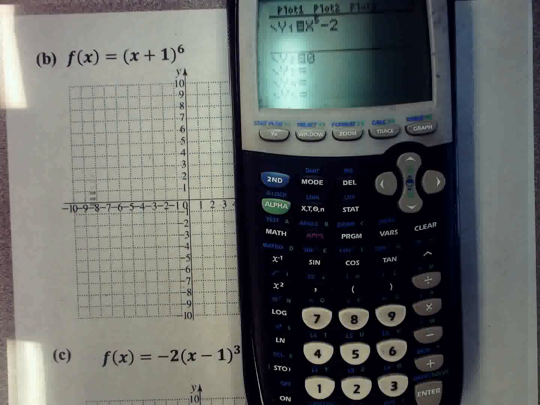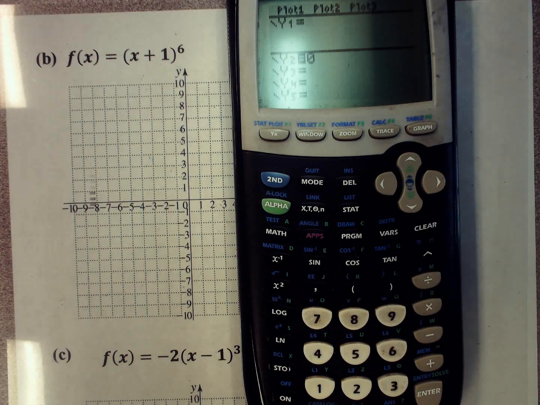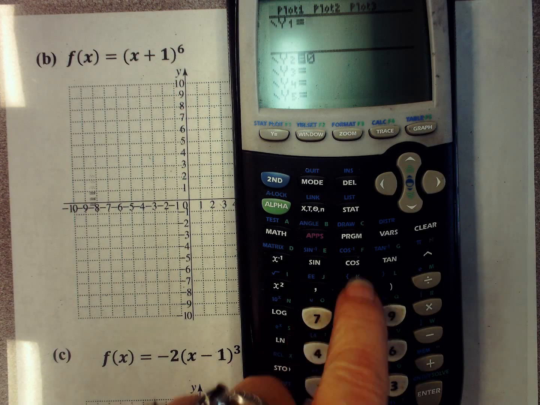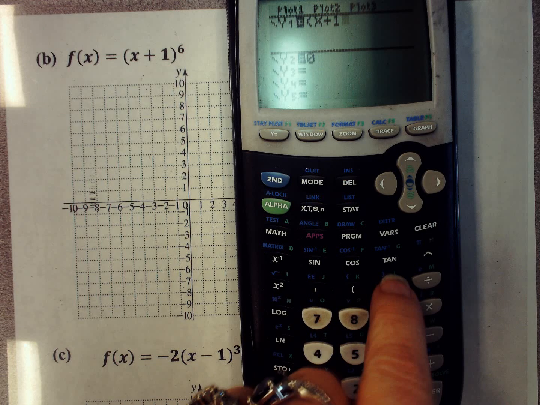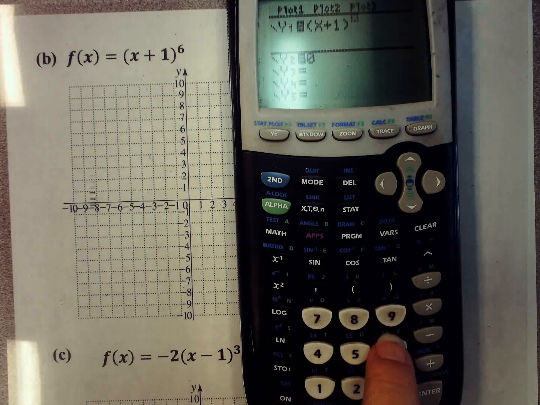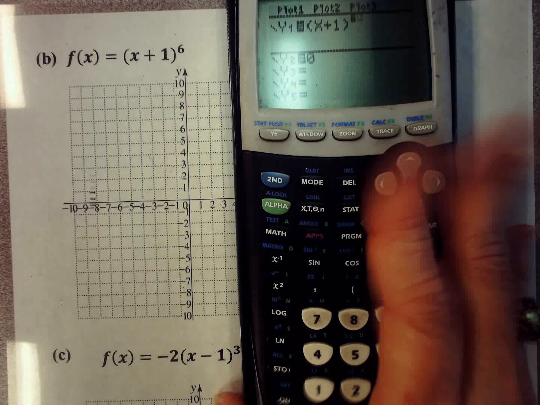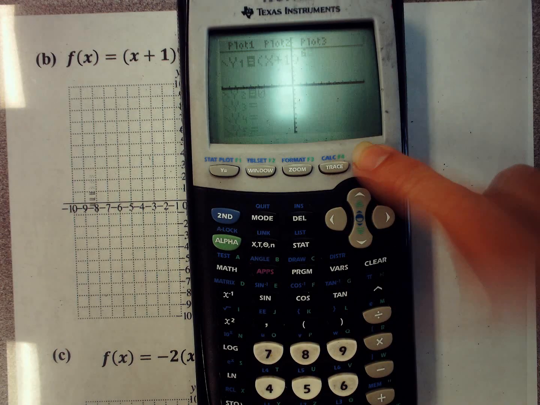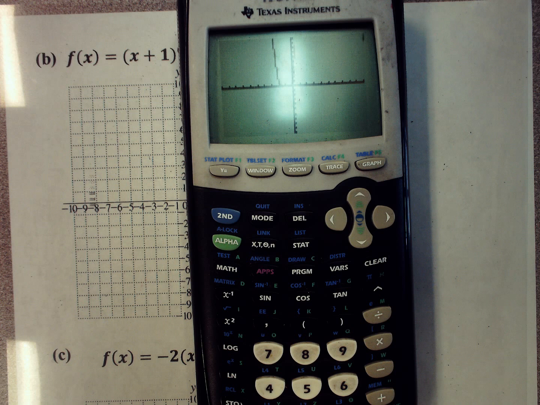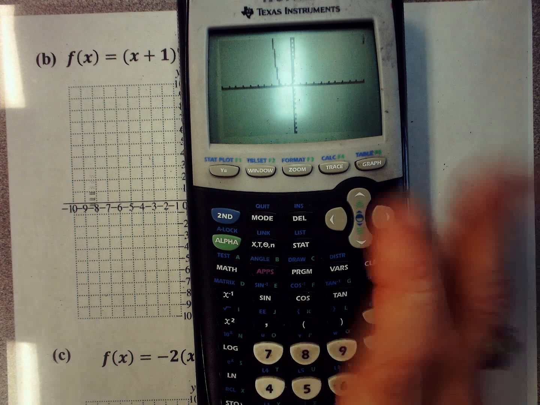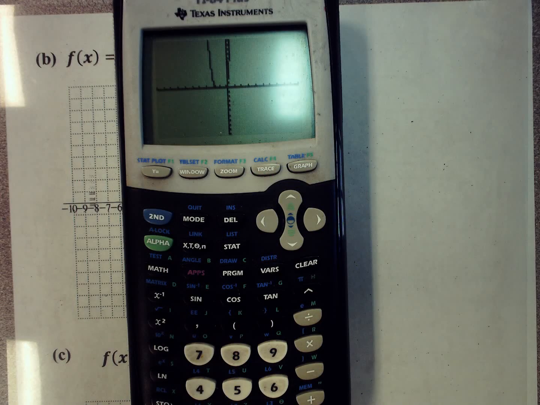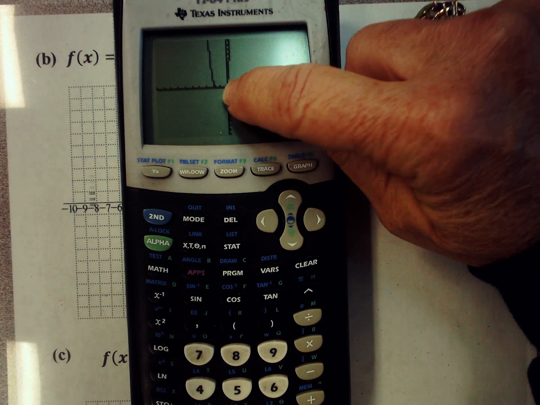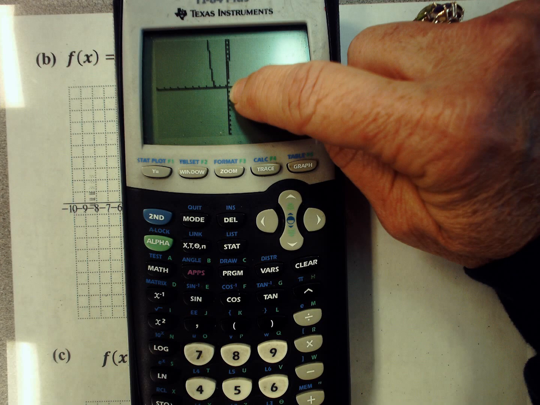Okay, so let's look at this one. We know both ends are going to be going up. This will be an even power, so let's type it in. And then the raised to 6th power. Now I push graph. Both ends are going up. Now, it kind of looks like it turned a bunch of times before it went up, but the pixels in this calculator you can't really see.